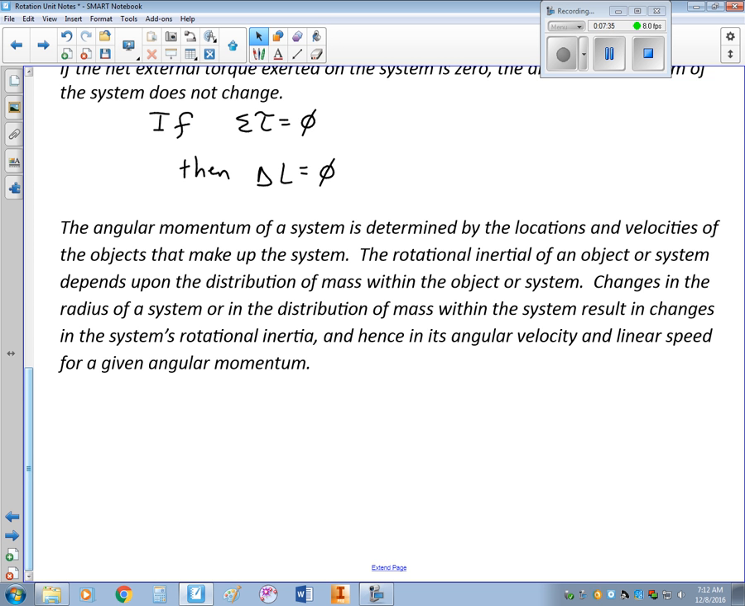The rotational inertia of an object or system depends upon the distribution of mass within that object or system. Changes in the radius of a system, or the distribution of the mass within the system, will result in changes in the system's rotational inertia. So, angular velocity and linear speed change for any given angular momentum. And we're going to look at problems like this where we're changing either the mass of the system or the radius of the system to see what happens.